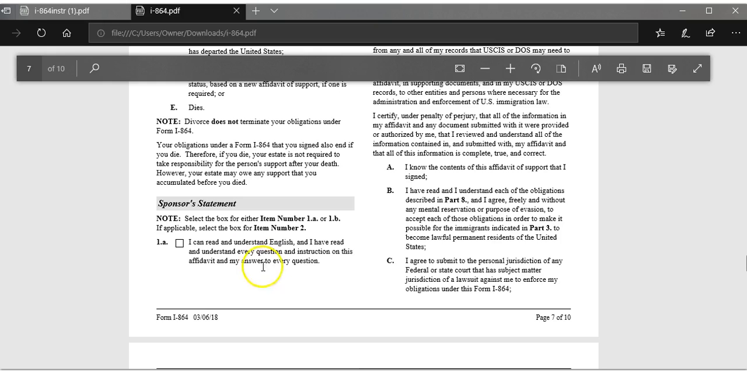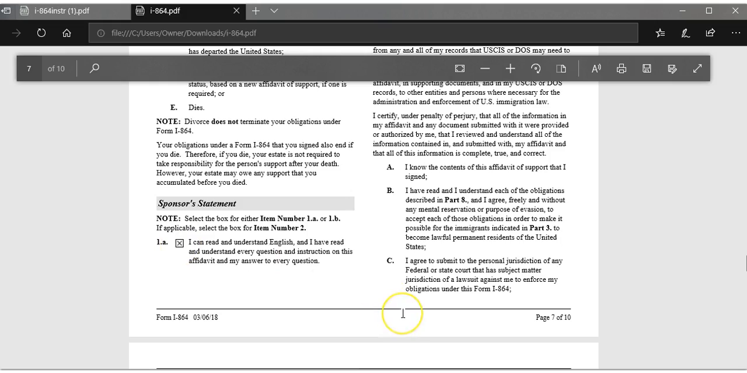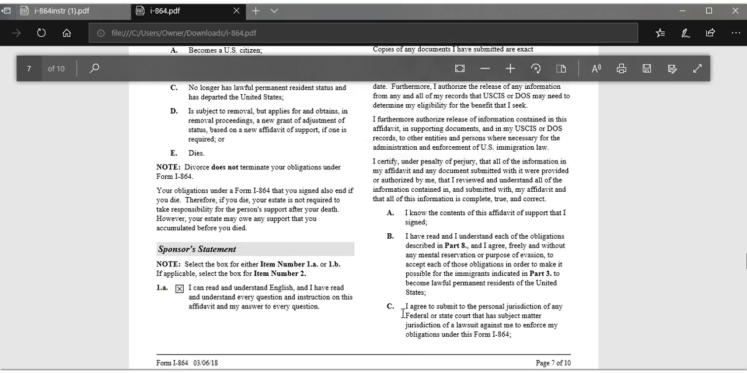Okay, so that means that you pretty much know what you're signing. You pretty much know everything that you answer, everything that you read in this affidavit of support. So you click on it. Okay, let's move on.